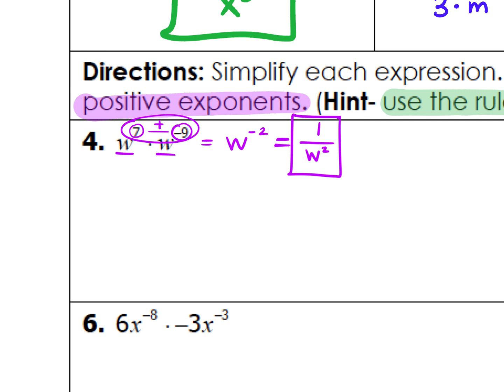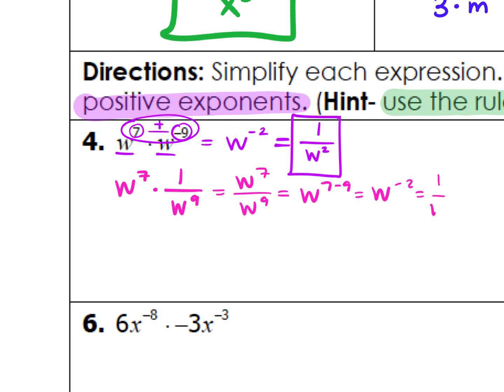Let me just show you what you could do also, because maybe you like it better this way. This is W to the 7th. If you wanted to flip this right away, it would be 1 over W to the 9th. So if we multiplied this across, it would be W to the 7th over W to the 9th. And then you could subtract them, W to the 7 minus 9, which is W to the negative 2nd, which is 1 over W to the 2nd.